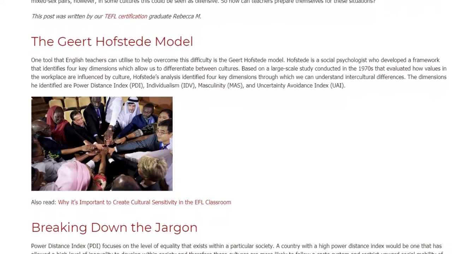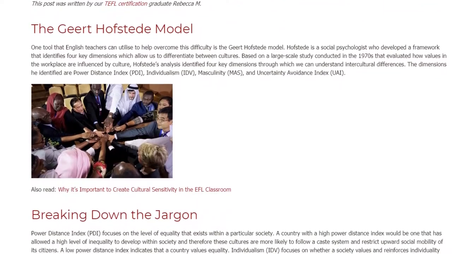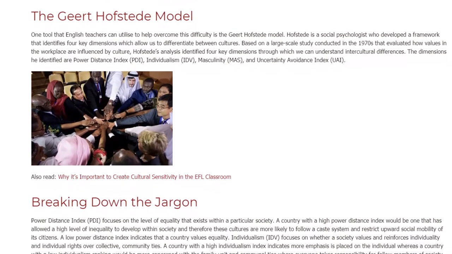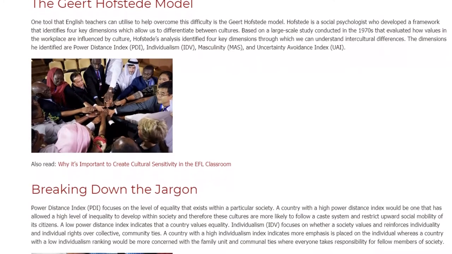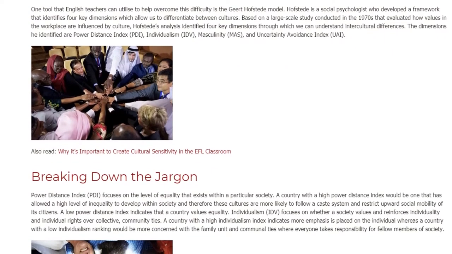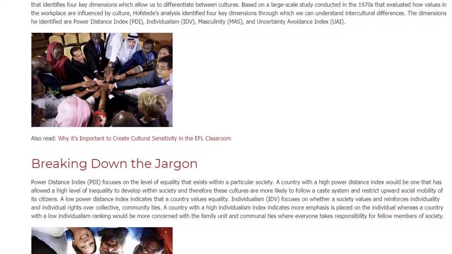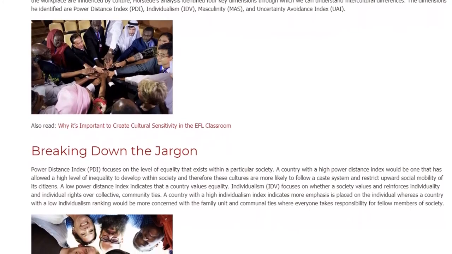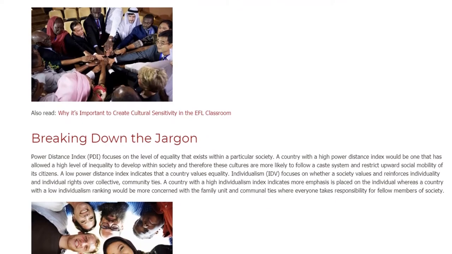Breaking down the jargon. Power distance index, PDI, focuses on the level of equality that exists within a particular society. A country with a high power distance index would be one that has allowed a high level of inequality to develop within society, and therefore these cultures are more likely to follow a caste system and restrict upward social mobility of its citizens. A low power distance index indicates that a country values equality.